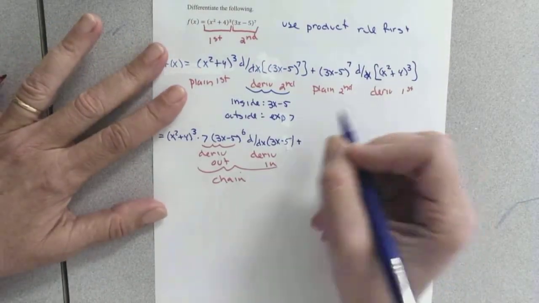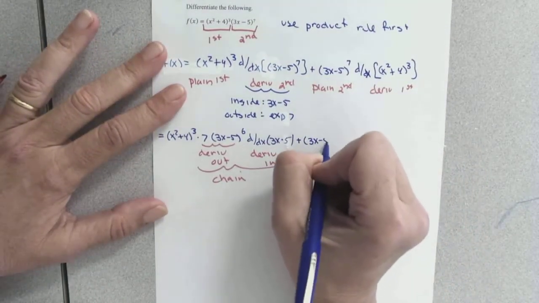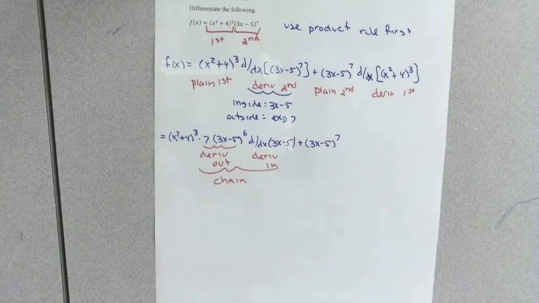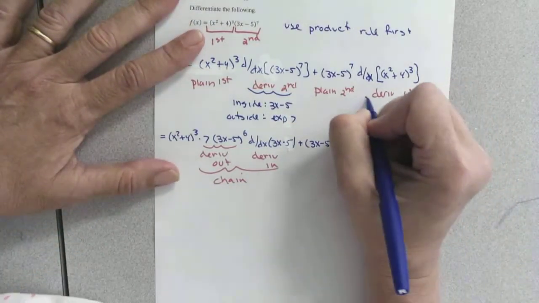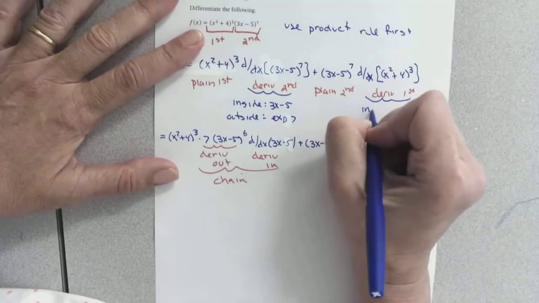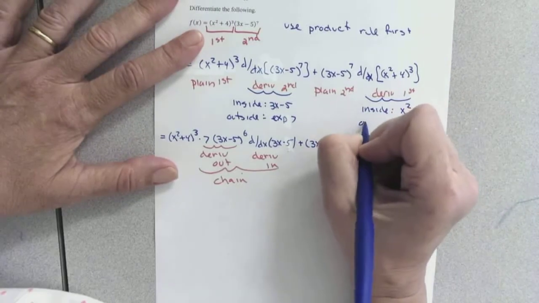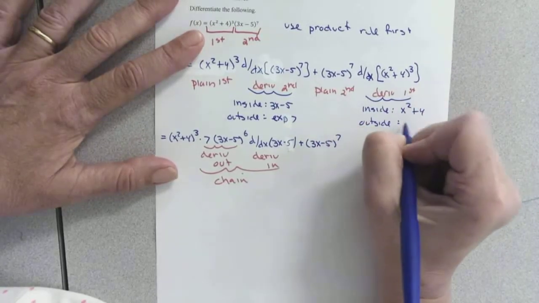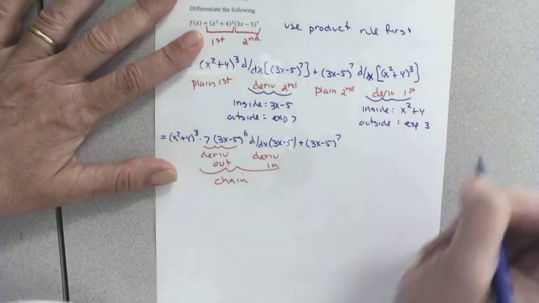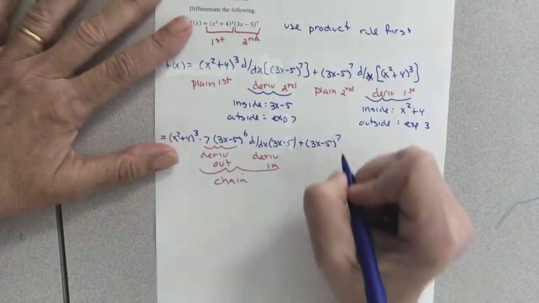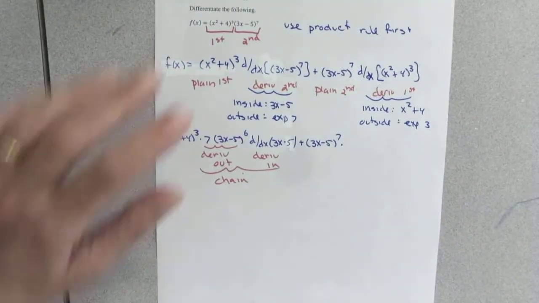I'm up to the plus sign, plain inside, leave it alone. Then I get to that last derivative. It's another chain rule. Inside, x squared plus 4. Outside, exponent of 3. So I switch to the chain rule again.